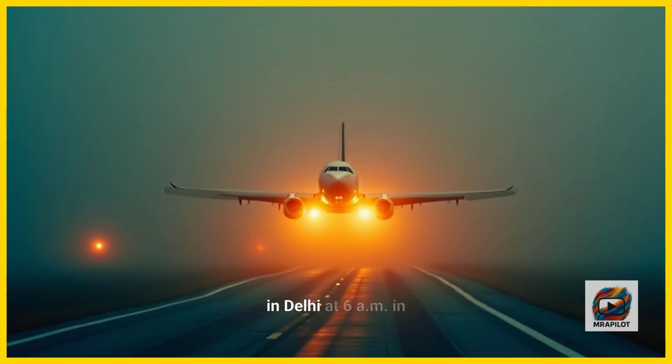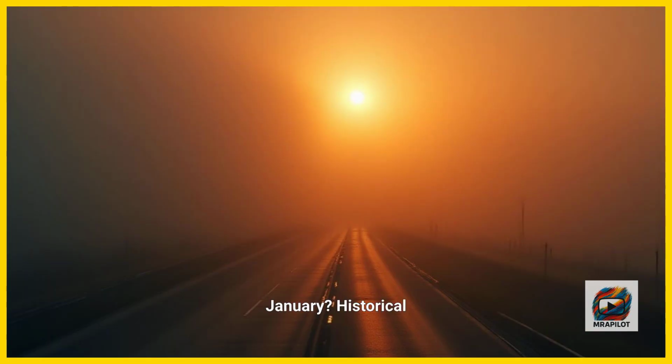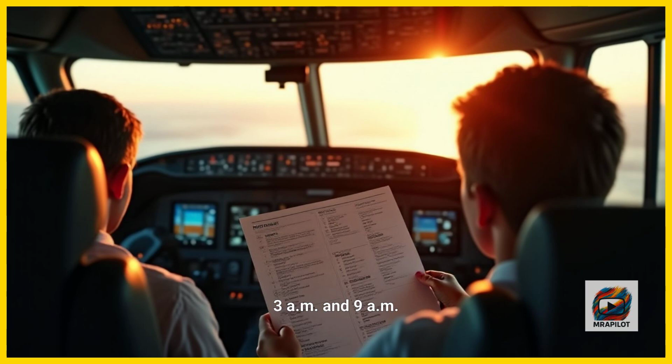Example: arriving in Delhi at 6 a.m. in January. Historical METARs show frequent dense fog between 3 a.m. and 9 a.m. This helps plan fuel for holding, alternate selection, and brief crew on possible delays.